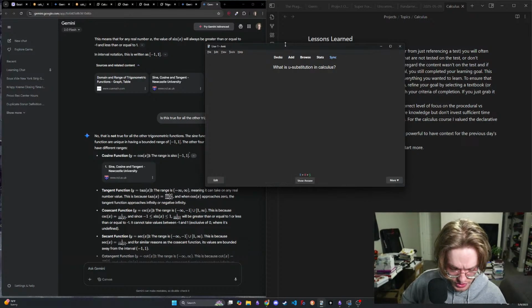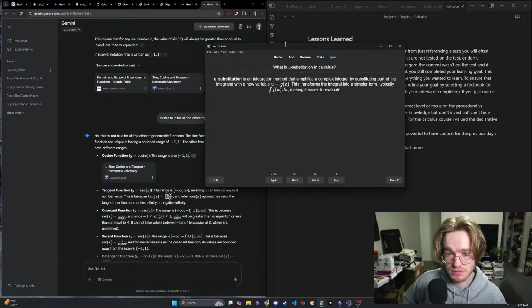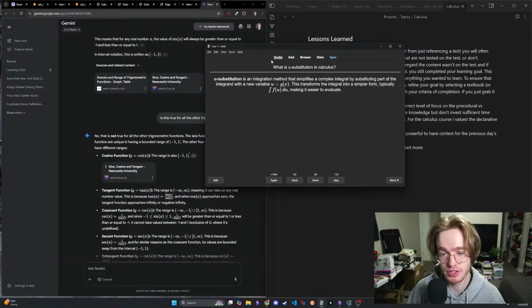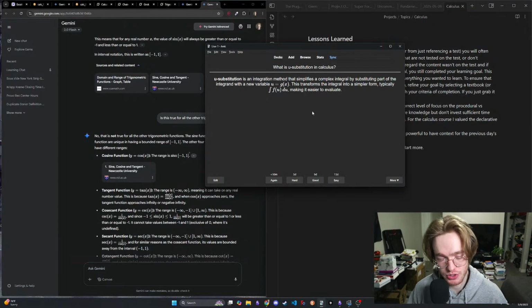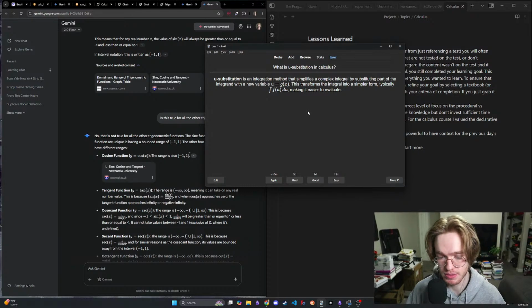U substitution is the reverse chain rule, and this is where we take an integrand that is in the form of f prime of x times g of x, plus g prime of x, and bring it to its f of g of x. The U substitution is the process that we use to go about it. Apparently it's simpler.